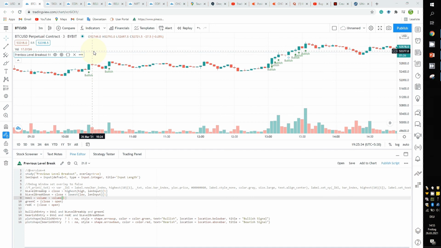The good thing about this strategy is it can be used in different time frames. For example, for scalpers it can be used for 1 minute, 3 minutes, 2 minutes, 5 minutes, or if you are a day trader or a swing trader, you can use them on a time frame of 1 week or 1 day. It depends on your preferences.